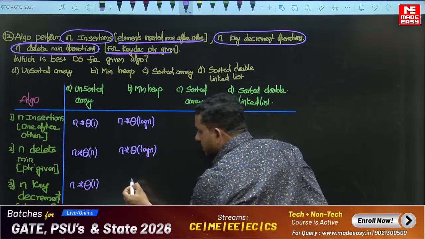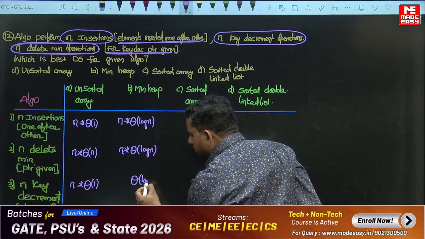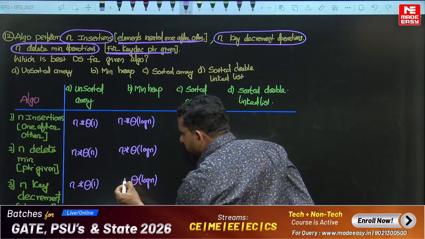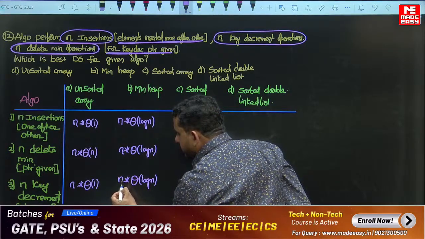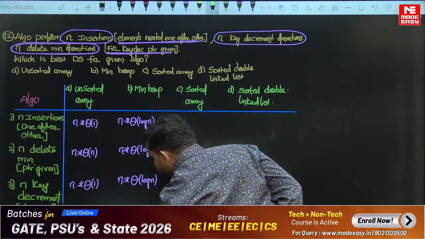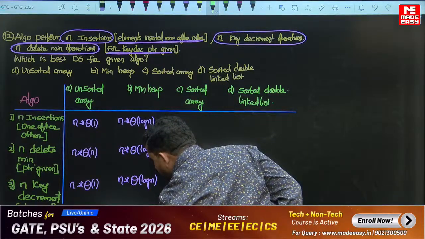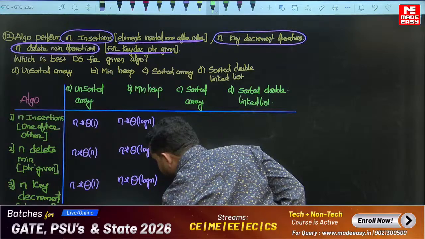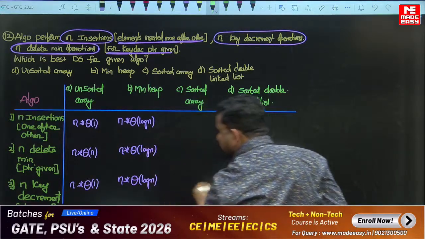One key decrement is log n time, and repeated n key decrements is n log n. The overall cost of this algorithm becomes theta of n log n. Means compared to unsorted array, min heap is less cost.